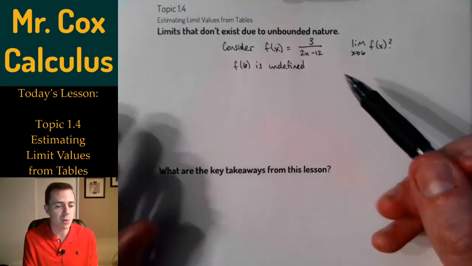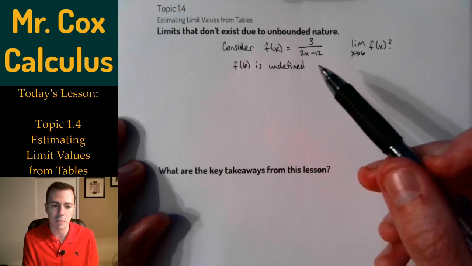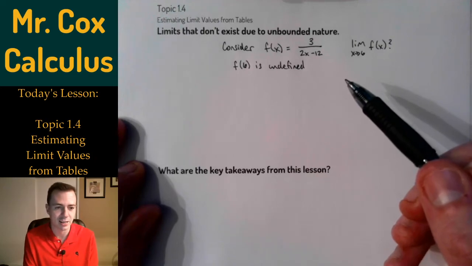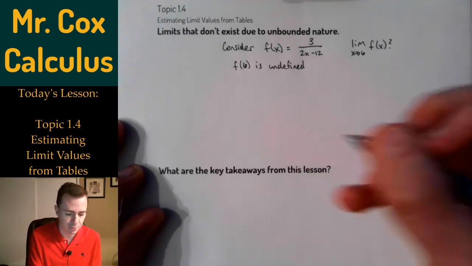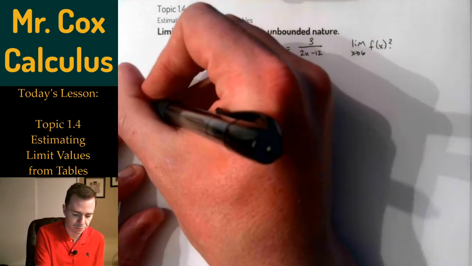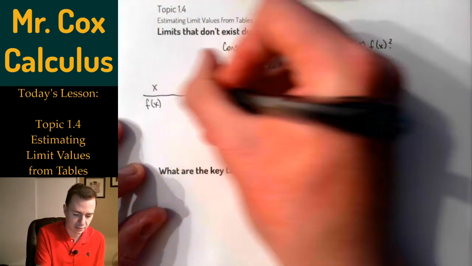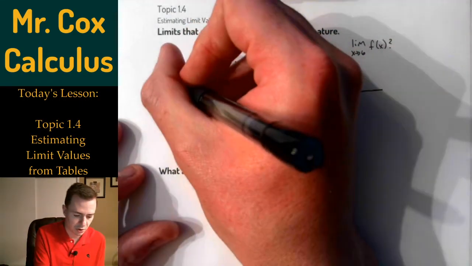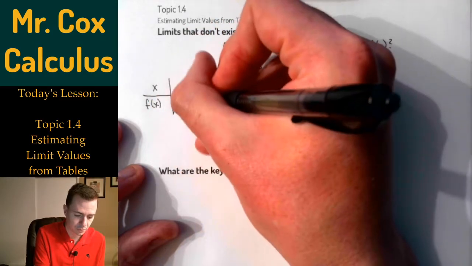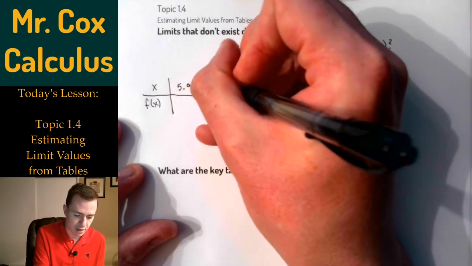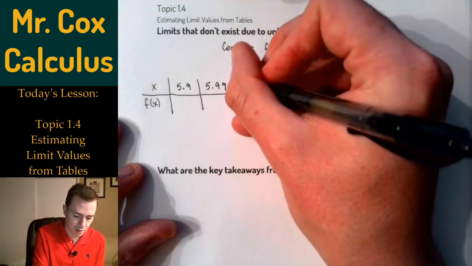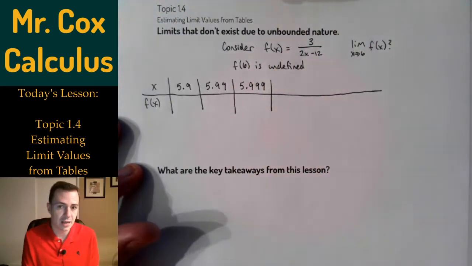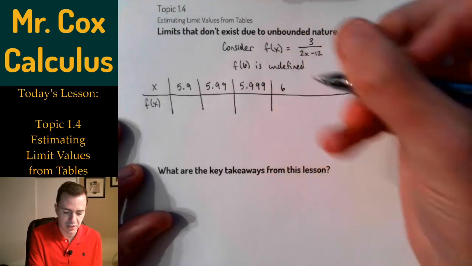Again, a function maybe that we don't know what it looks like just off the top of our heads. Depending on how comfortable you are with rational functions, you may or may not have at least an idea of what's happening here. But let's go ahead and construct another table looking at x and f of x. Very similar to what we've done so far in this lesson, we'll start off with 5.9, then 5.99, and then 5.999.